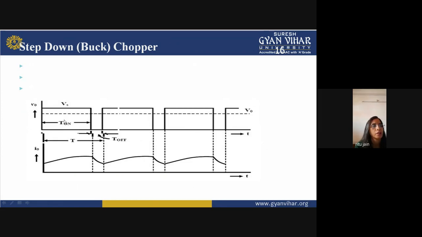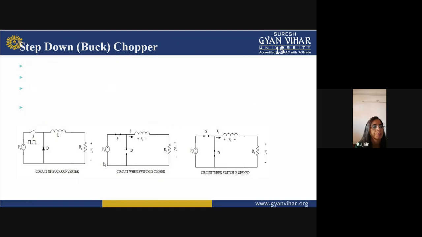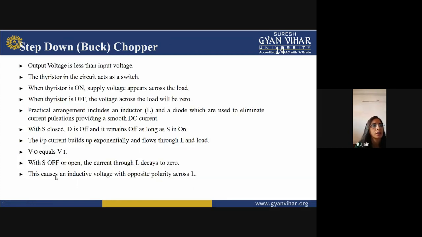When you turn on the switch for this particular time t on, the output voltage will appear and the current will start to flow. For this particular time t off, there is no output voltage. You are not getting any kind of output voltage, but you are getting current just because of the inductor, and the current is flowing through the freewheeling diode. You can see in this diagram that the current is flowing through the freewheeling diode.